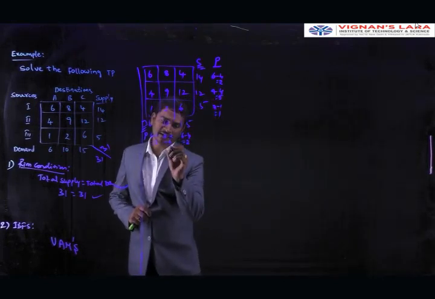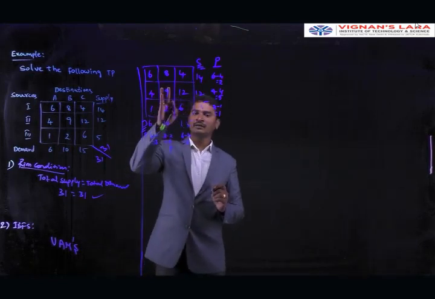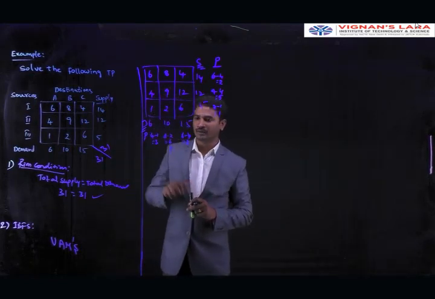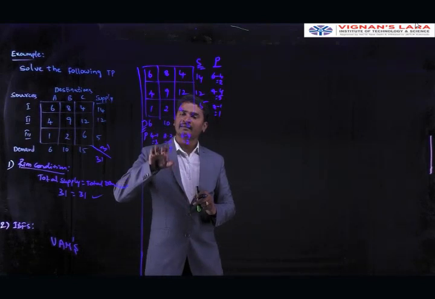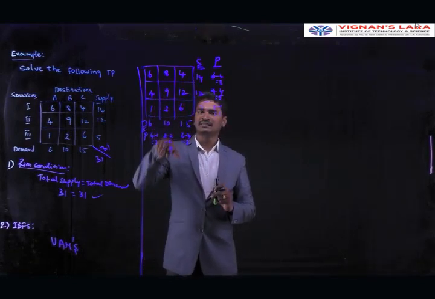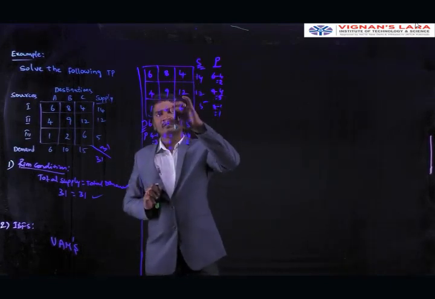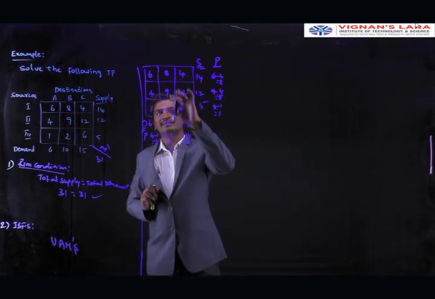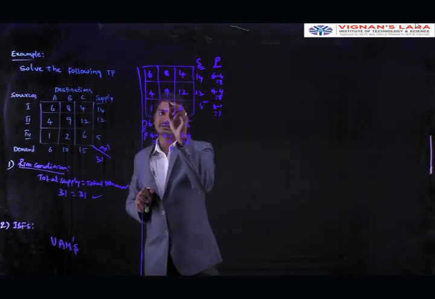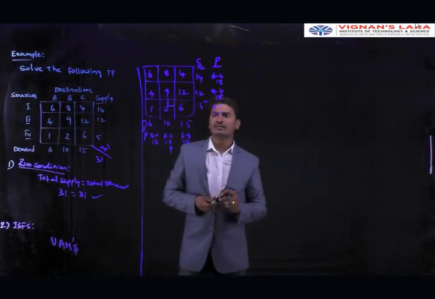Here 6 is the highest penalty, so here we are going to allocate the values. Here it is a leaving variable. Suppose we are assuming this is a leaving variable, we are going to identify the entering variable. In this column we have to identify the least cost. Where do we have the least cost? Here in this cell we have the least cost. Okay, here we are going to allocate the values.